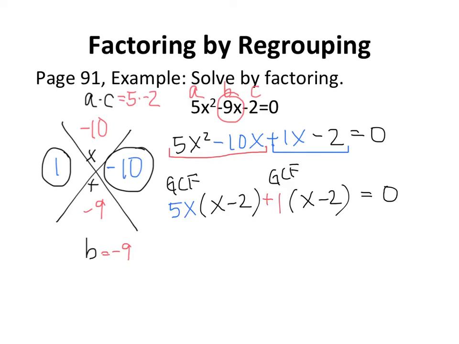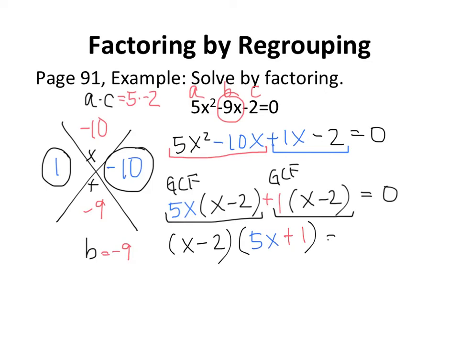And again, we need to take the GCF of our two terms. In this case, notice that there is the x minus 2 and x minus 2 in common. That means we can pull it out. And when we pull it out, we'll get x minus 2 with the remainder of 5x plus 1 on the inside for the remainder. Now we've successfully completed our factor by regrouping.